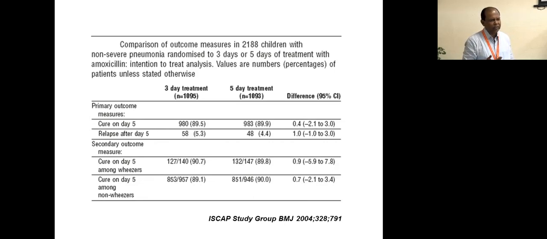What is the null hypothesis? 3 days is equal to 5 days in terms of cure rate or whatever. So you don't reject it. So therefore, you will accept it. So if you see here, how did you decide the sample size based on the equivalence concept? That is what we are going to tell you.